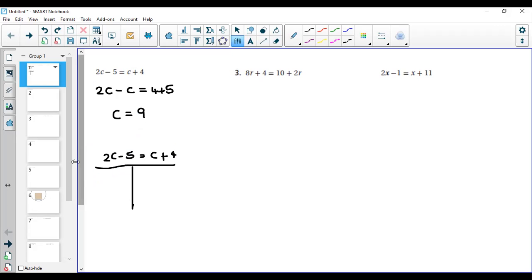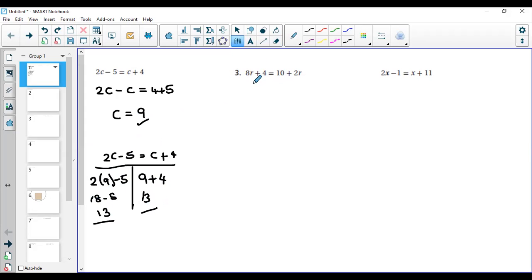So that's going to be 2 multiplied by 9 minus 5. And on this side, that's going to be 9 plus 4. So 2 nines are 18, minus 5 will give us 13. 9 plus 4 will give us 13. So both sides of the equation have 13, which means c is equal to 9 is right.